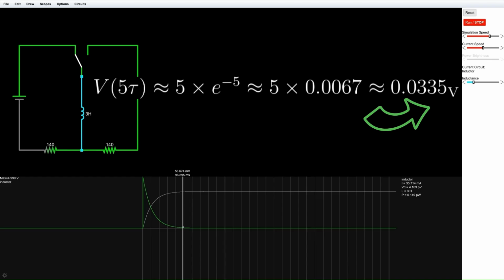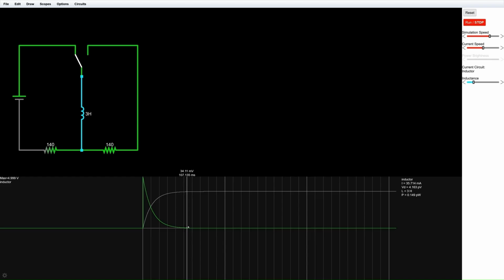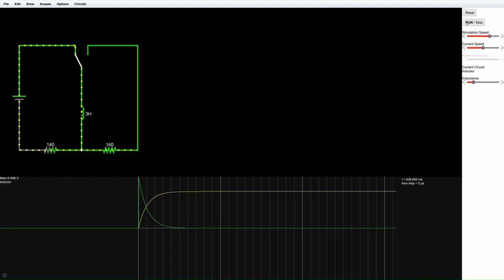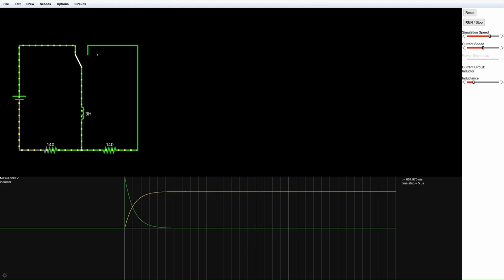Short explanation. At the start, the inductor opposes the sudden change in current, so it takes almost the full supply voltage. As time goes on, the inductor voltage falls rapidly and approaches zero because the current becomes steady and no more change occurs inside the inductor.